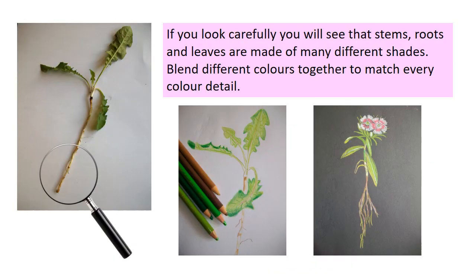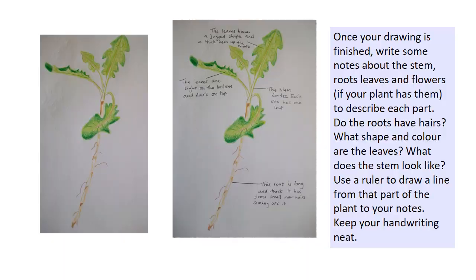Now, if you look really carefully, you can see that the stems, roots and leaves are made of lots of different shades. So these pictures here show you, particularly the one in the middle, how you can use different shades of the same colour, so greens or browns maybe, to create the shades in your leaves and in your stem and in your roots. So here's another little example just to show you how you can blend your colours together.